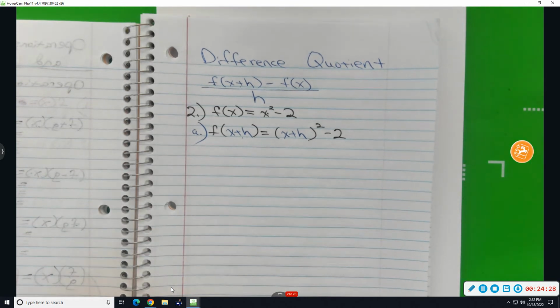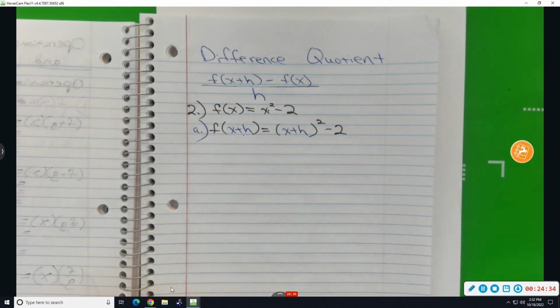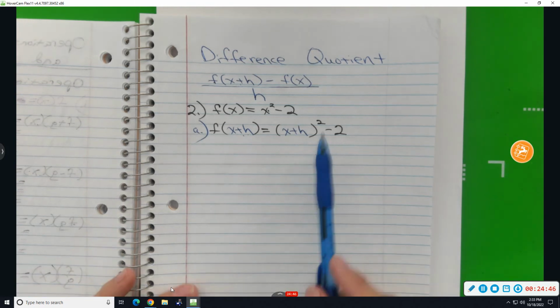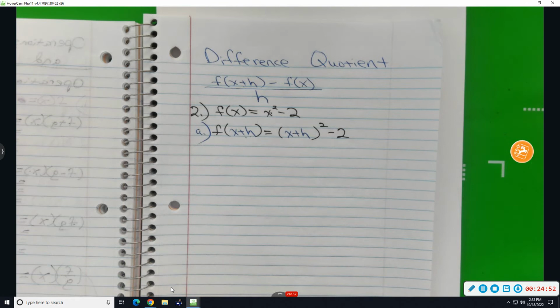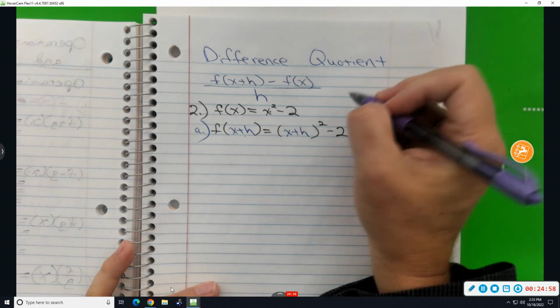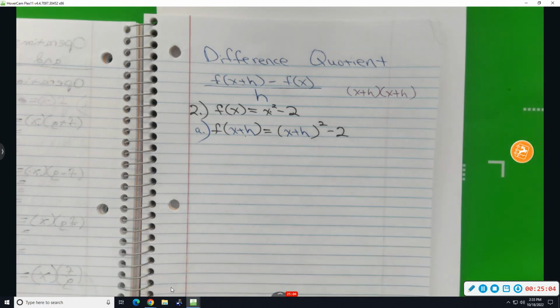Here's where people usually make the mistakes. They square the x and they square the h. That is not how you square a binomial. I remember this problem coming up in the second section, the second homework assignment, when we had 3 plus 2i and we needed to square it. If you have a sum or difference being squared, what do you have to do? Write it out twice, okay? So that's x plus h times x plus h. Here's my scratch work. X plus h times x plus h. And once I write it twice, FOIL it out.